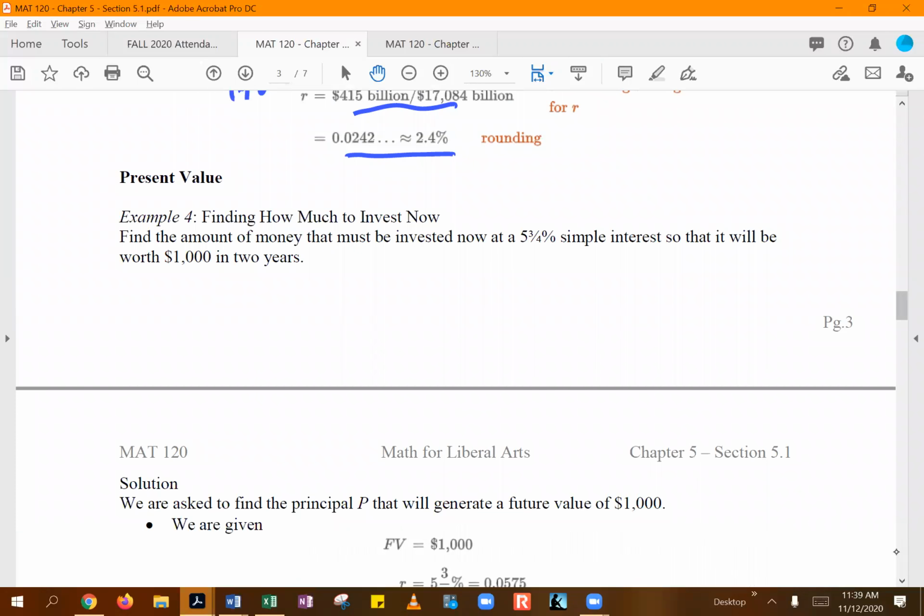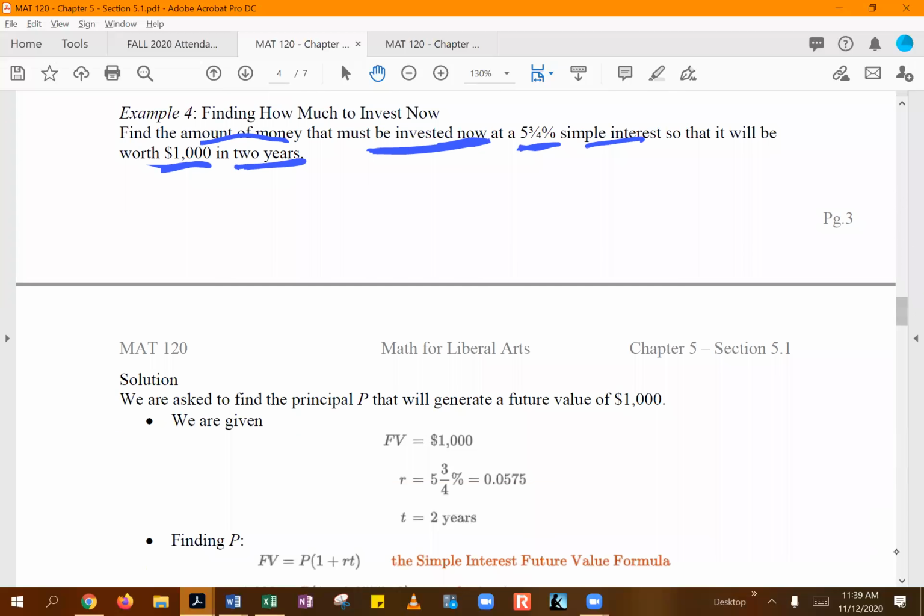This one here is actually talking about calculating your present value if you know how much money you want in the future. So they're talking about find the amount of money that must be invested now. You are going to get a rate of interest of 5.75%, simple interest again, so that in 2 years' time, that money will grow to $1,000. So we know in the future, we want $1,000 after 2 years have passed. So how much should I invest today?